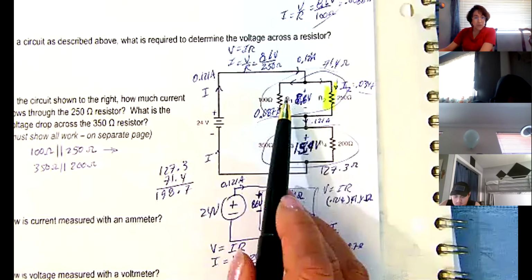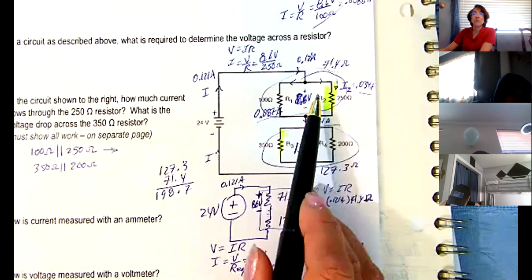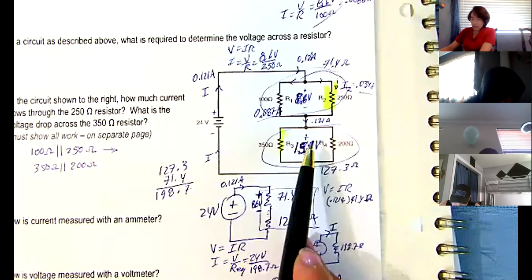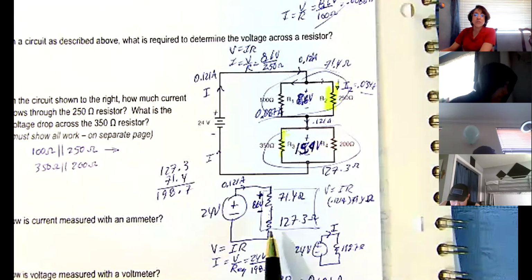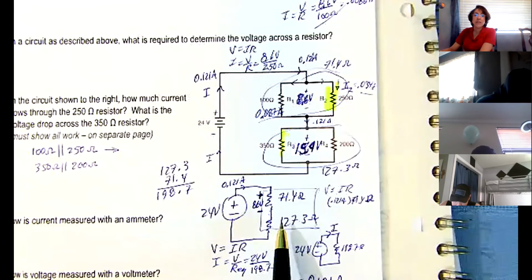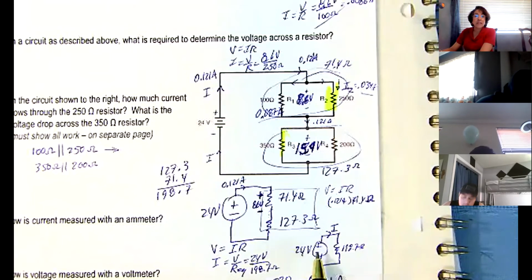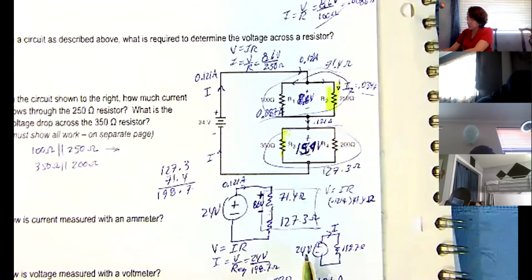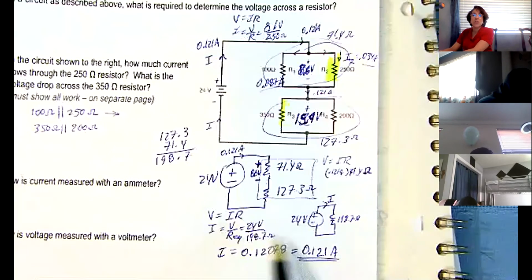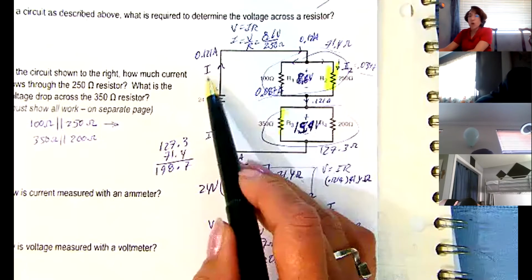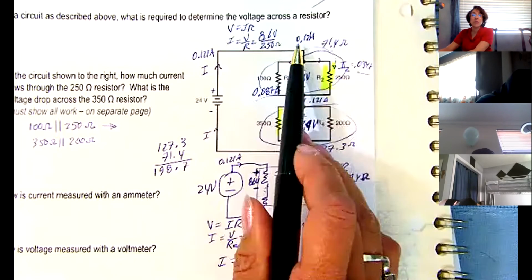So we broke it down. I think it was Fernando recognized that these were in parallel, so we figured out what that was. Then these were in parallel, figured out what that was. Then Carlos correctly realized, oh, there's a series. Okay, so we added those up. And so we ended up with a total equivalent resistance of 198.7. We divided that into 24 volts to figure out how much current went through there. So I had 0.121 going through.